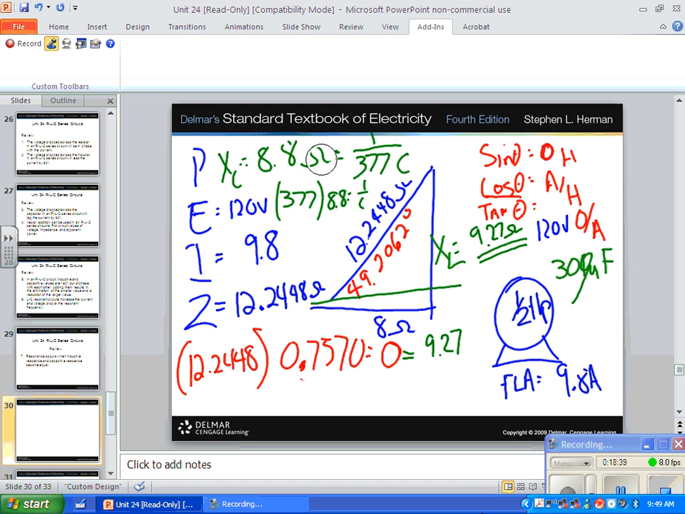We're going to change the formula, because we know that X sub C is equal to 1 over 377 times C. What is our C?